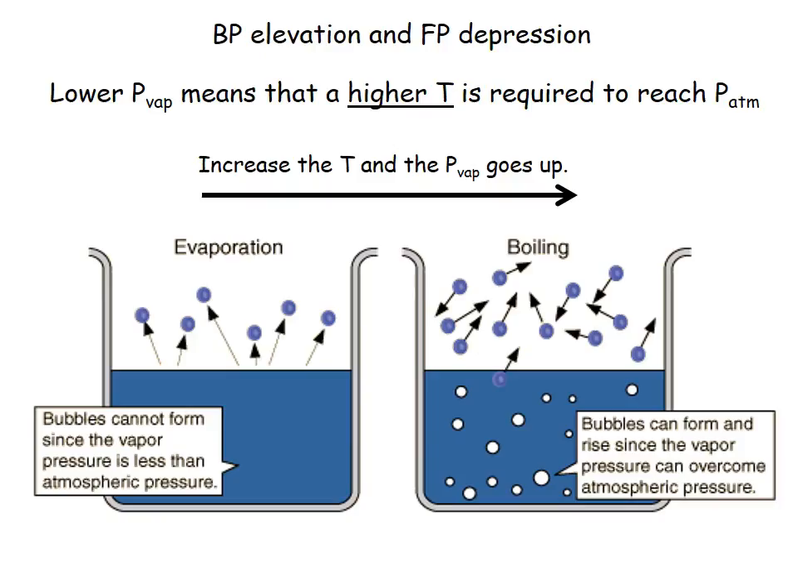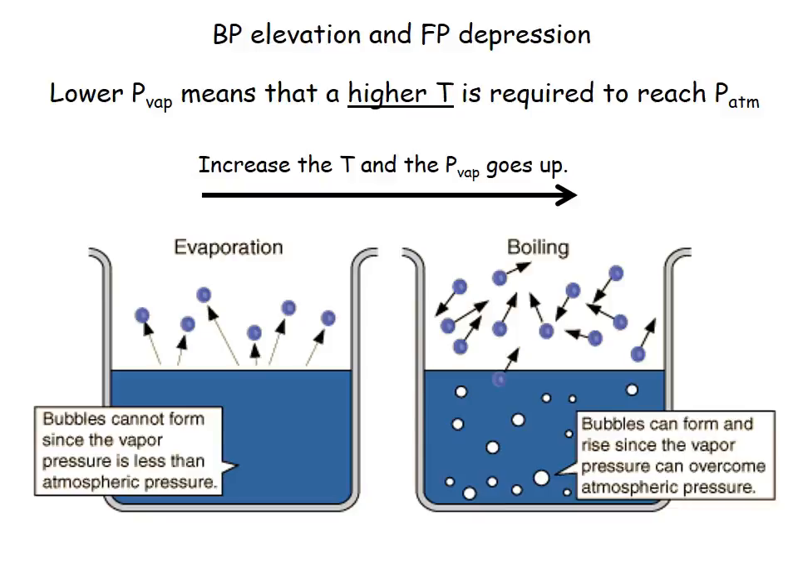Now let's talk about why vapor pressure affects boiling point. If you remember, this is a picture we looked at before where we tried to talk about what boiling was. Remember that in the case of something boiling, we're raising the temperature and the vapor pressure starts to go up, and eventually the vapor pressure will equal the atmospheric pressure. And at that point the bubbles can form because they will not be crushed by the atmosphere.